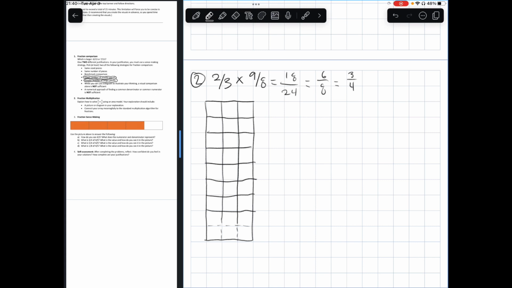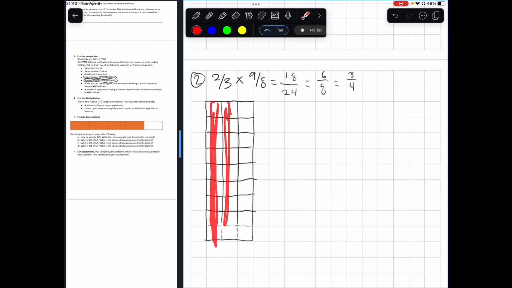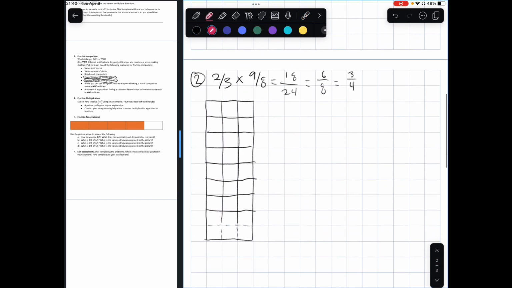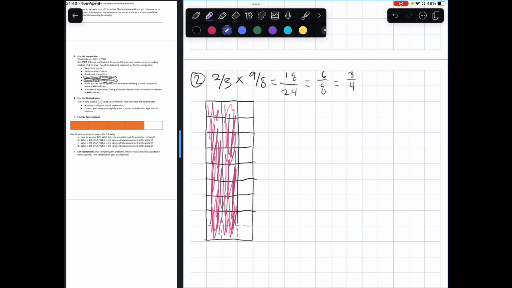So I'm going to start out with using a different color. We are going to show our array or area by shading in two columns to show 2/3. So let's do that now. Two columns have been shaded in. And now we're going to show 9/8. To do that, I'm going to use blue.